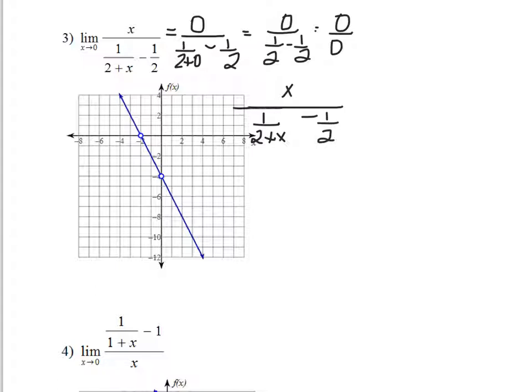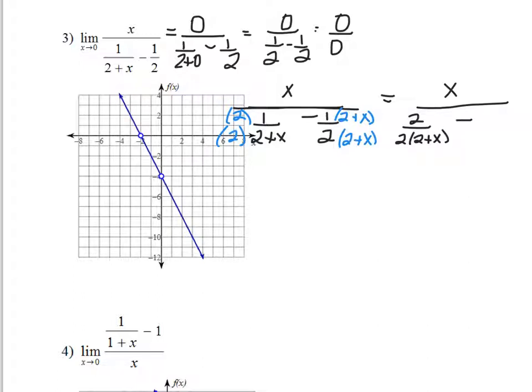So what I'm going to try to do first is make a common denominator for the pieces that I have here. So this side needs a 2 plus x. This side needs a 2 plus x. Whatever you do to the bottom, you have to do to the top. This piece needs a 2. And now let's simplify. So we have x over 2 over 2 times 2 plus x minus 1 times 2 plus x all over 2 times 2 plus x. So all I did here was just multiply these pieces and rewrite it.